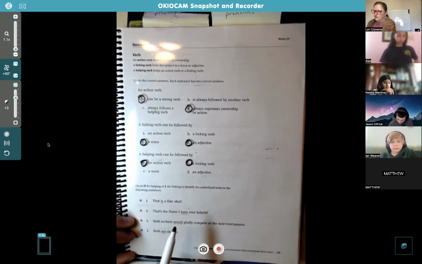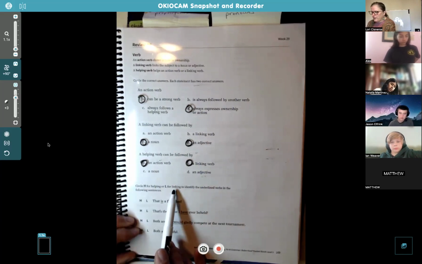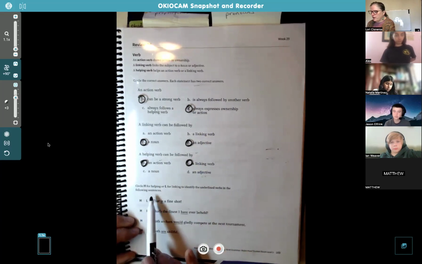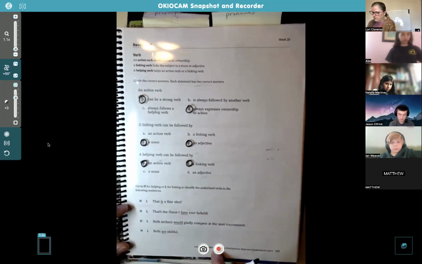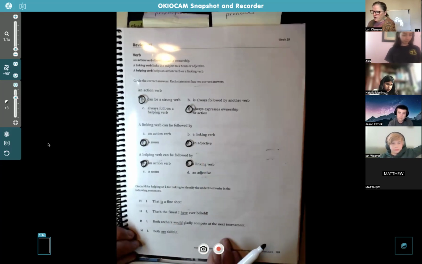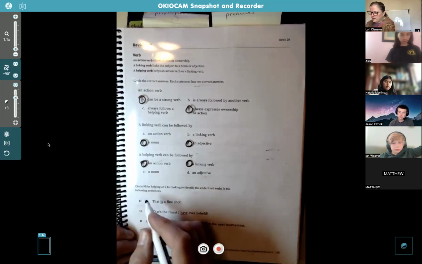This part we're going to take turns with, so I'll start with Alex. It says circle H for helping or L for linking to identify the underlined verbs in the following sentences. So Alex, you can start by just reading the sentence and then tell me if you think it's helping or linking. Read the sentence first. I think out loud, it's a linking verb. It is a linking. Go ahead and read the sentence out loud to us too. That is a fine shot.